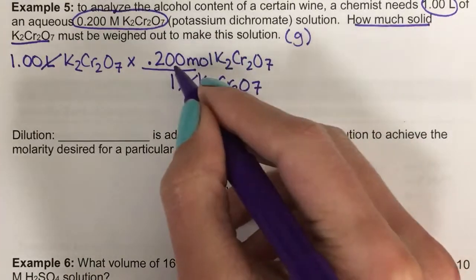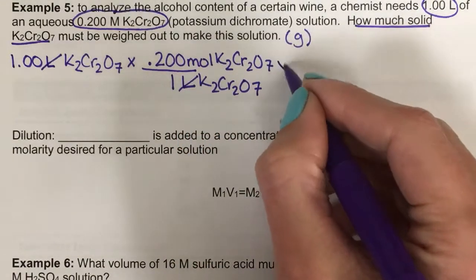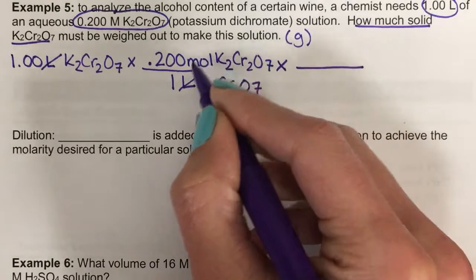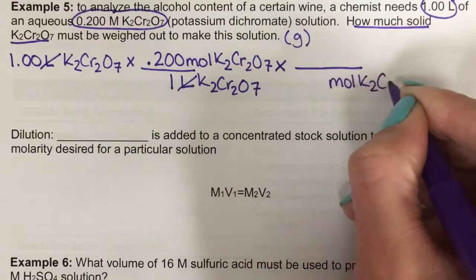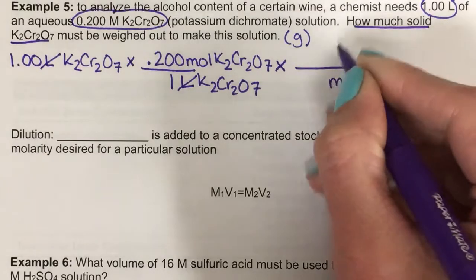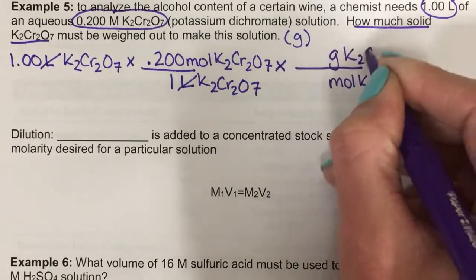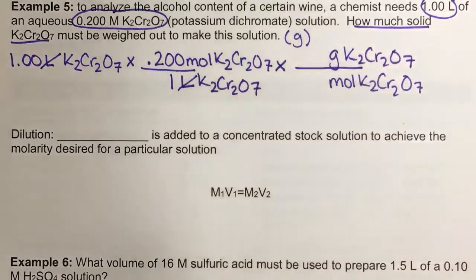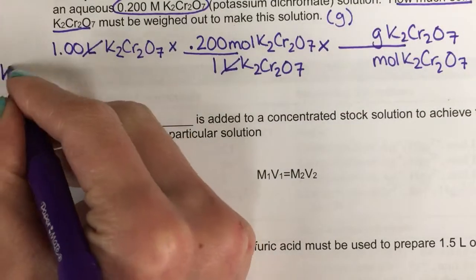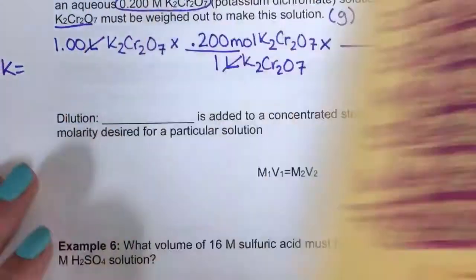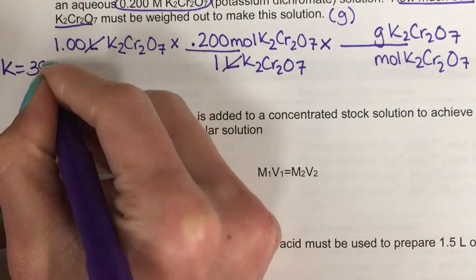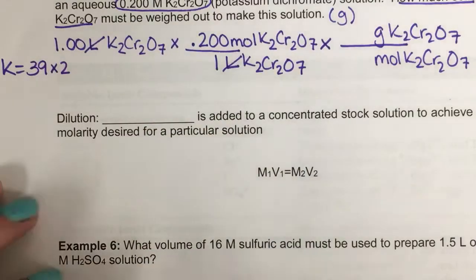Now I've got moles that I need to change to grams. So to make moles go away, I need to put moles on the bottom. I want grams. Now it's basic. I know that to change moles to grams, I need to find my grams on the periodic table. Potassium, K, weighs 39, and I have 2 of them.